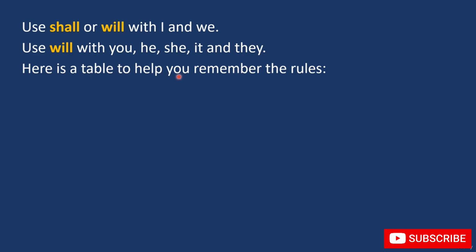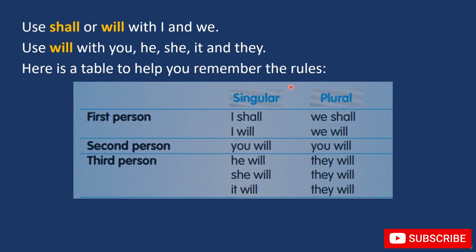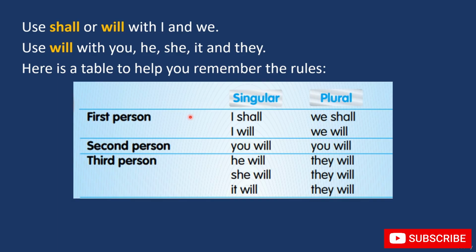Here is a table to help you remember the rules. Again, in the singular, I can say I shall or I will. We shall or we will. So this is the first person. So again, with I and we, we can use will or shall.